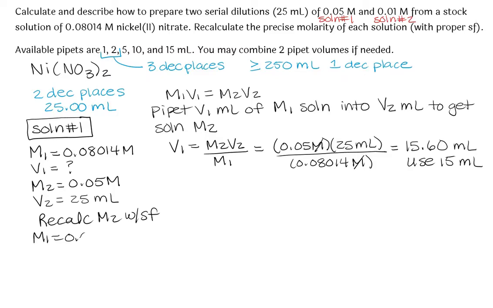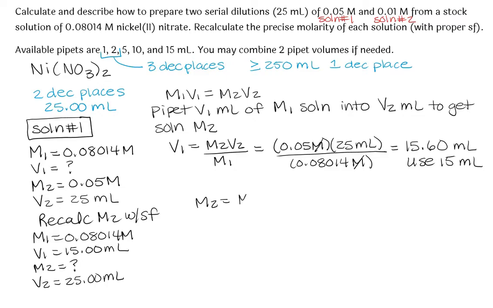M1 is the same, 0.08014 molar. V1 we know, we're setting that at 15. Include the zeros now because we're taking into account the sig figs. M2 is what we're trying to calculate because we need that precision. And V2 is 25.00. Rearranging the dilution equation to solve for M2, we end up with M1V1 divided by V2.